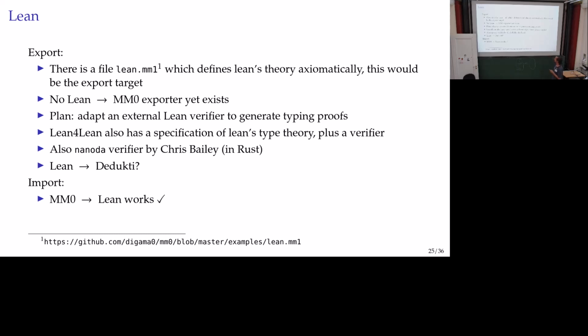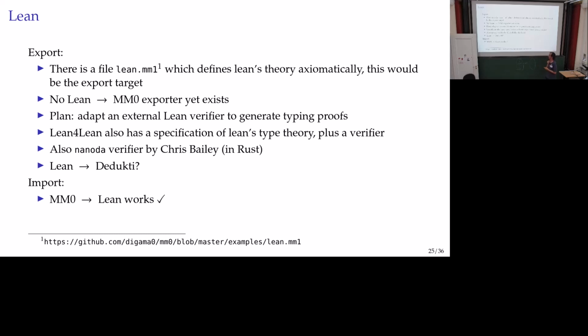There's a file lean.mm1 which defines Lean's theory axiomatically, and this would be the export target. However, there is no current Lean to MM0 exporter. The plan here is to adapt an external Lean verifier to generate typing proofs. And Lean for Lean has a specification of Lean's type theory plus a verifier. So this is half of the job. The other half is making this thing proof producing. And there's also another external verifier called Nanoda by Chris Bailey, written in Rust.